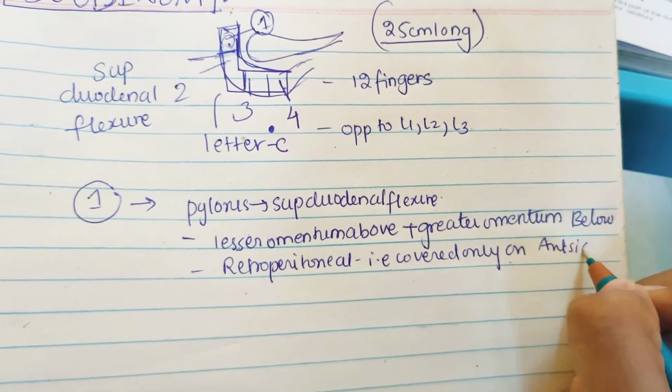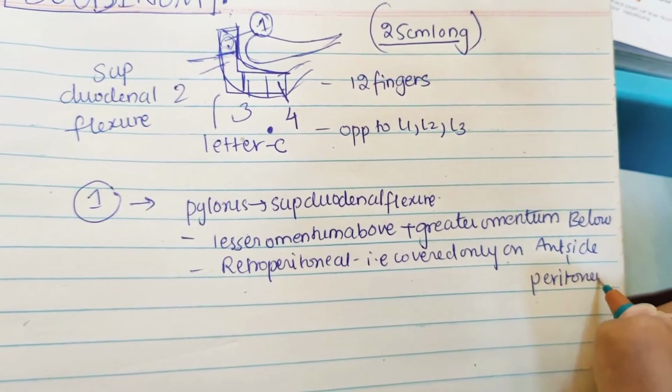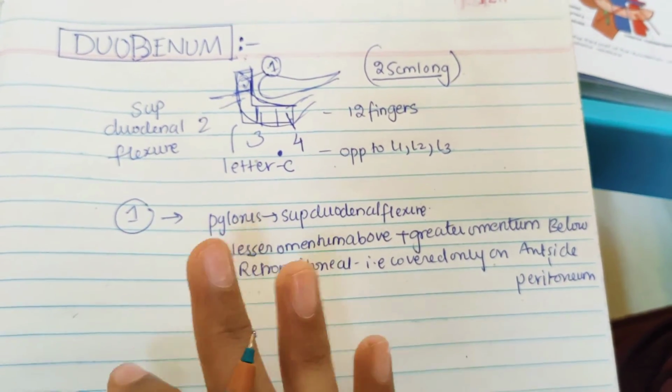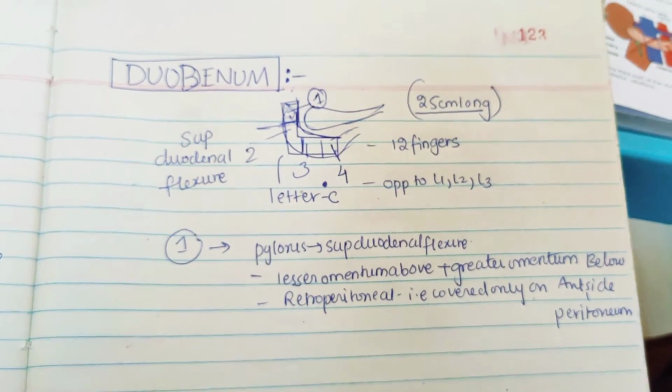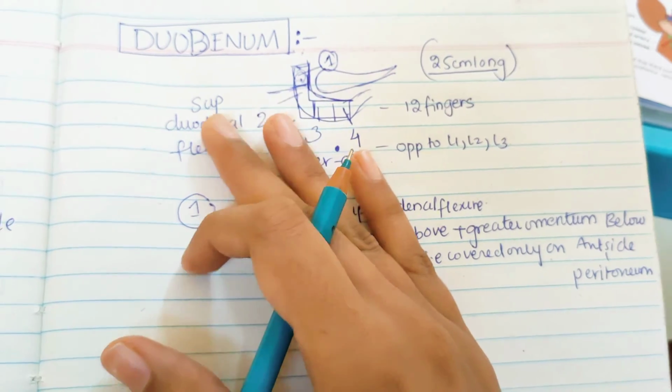Anterior side by what? By peritoneum, of course. Okay, so these are the 3 points of the first part of duodenum. That's it. Now coming to its relations, visceral relations, like what is present anterior to it, posterior to it.